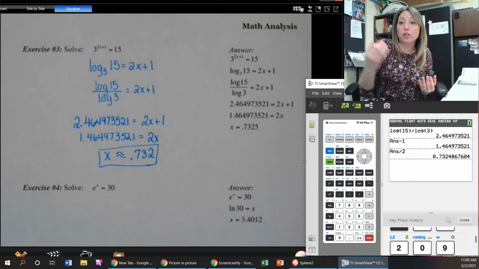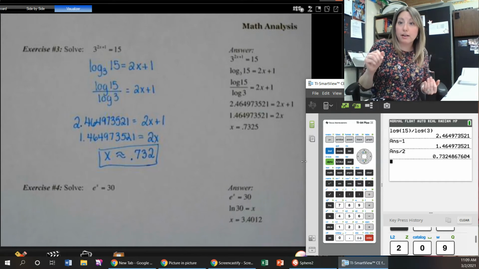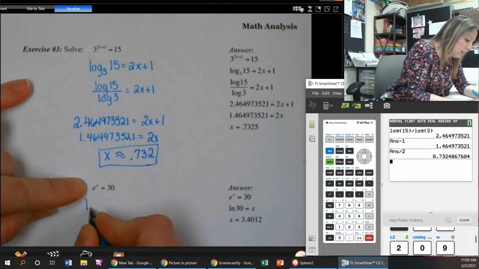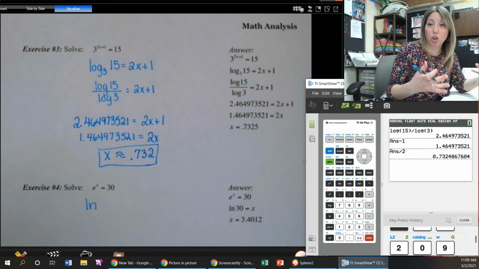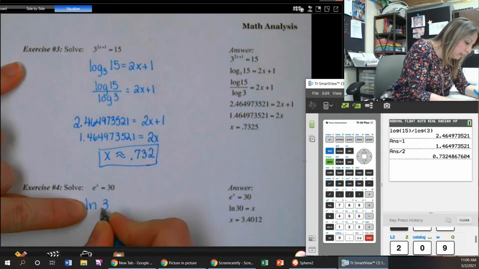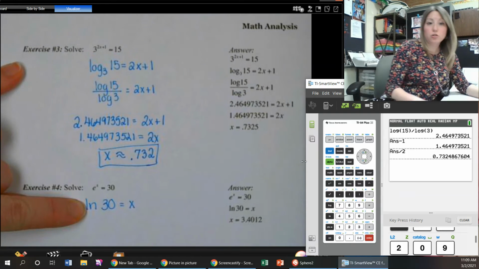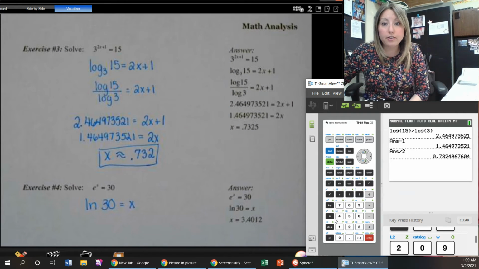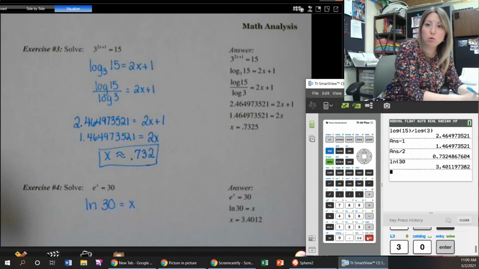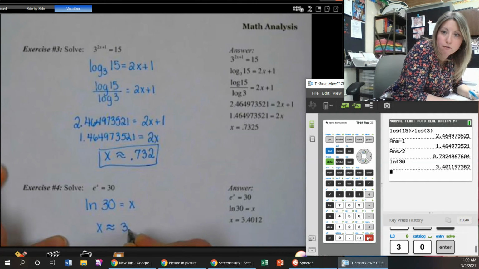E just means when you convert into log form, you use ln, and there's an ln button on your graphing calculator, so you don't even need to worry about that. Log base E is written as ln, and then I don't have to write the word log or that base E. ln of 30 equals my exponent, which is x. So actually, this is the easiest one of all. I just type in ln 30, and I get this, and we'll round to the nearest thousandth. So x is approximately 3.401.